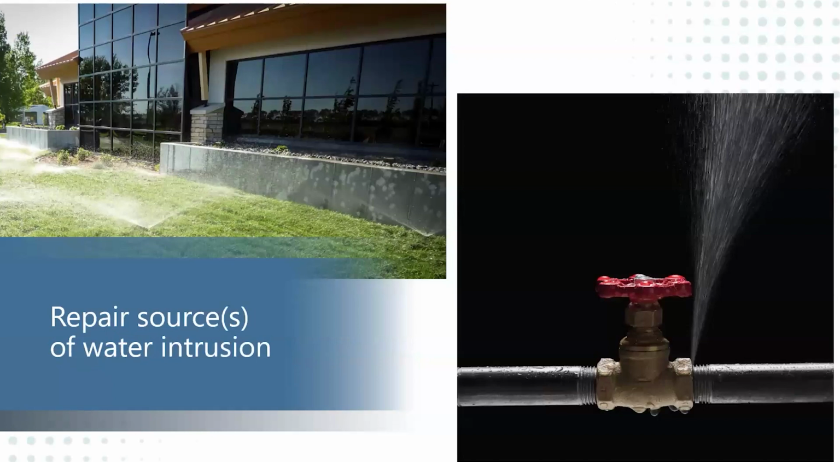As we said before, control the water, control the mold. We need to target the sources of water intrusion. Could be condensation above the ceiling tile, could be a broken pipe or a valve. It could be overspray from an irrigation system. That picture on the left, those sprinklers are getting that wall pretty good. What's on the other side of that wall? Well, there could be an issue there.